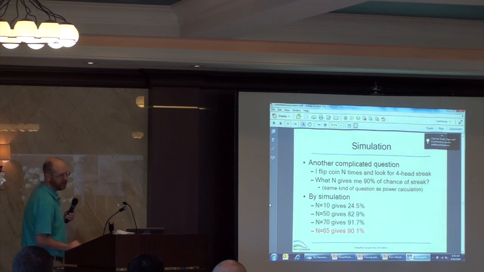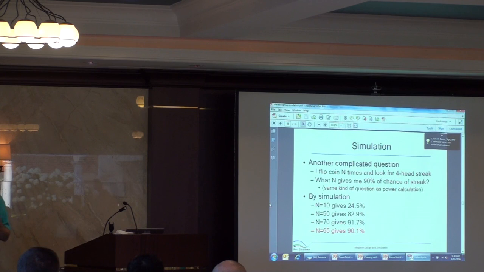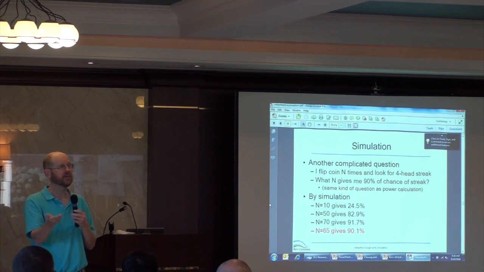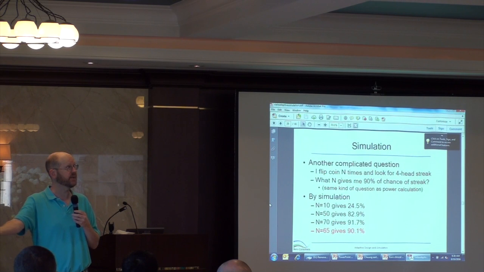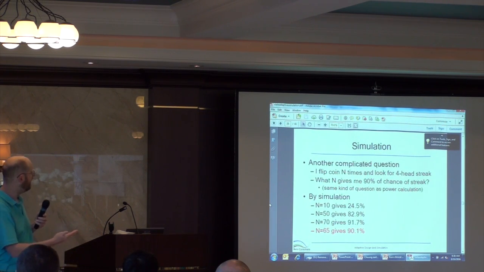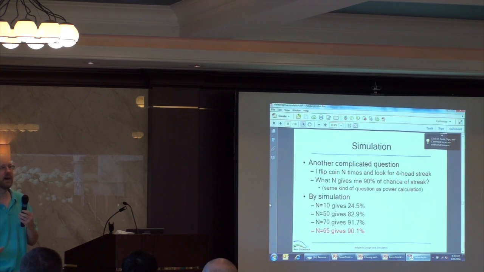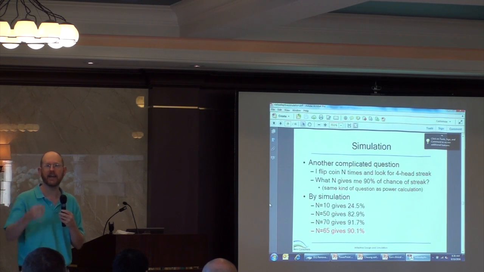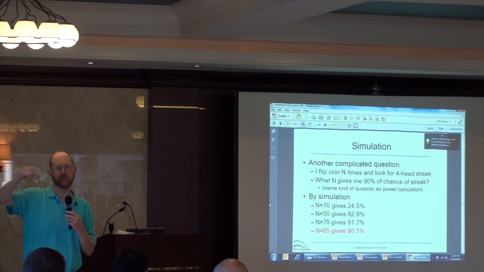I can still use all the simulation methods. So I can just kind of randomly search. I know what n equal to 10 gives: a 24.5% chance. I tried n equals 50, did the simulation, 82.9%. I went up longer, n equals 70, got 91.7. Oh, that's too high, and I worked my way back and forth.